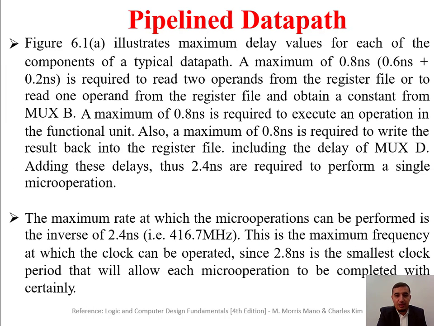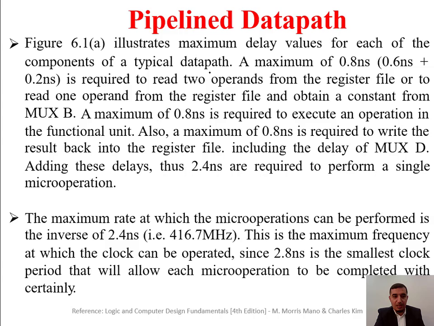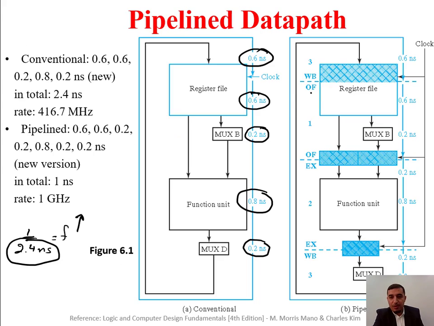So the maximum delay values for each component in a typical data path: a maximum of 0.8 nanoseconds is required for the two operands to be done. Over here you can see that our conventional data path will have 2.4 nanoseconds, whereas for our pipelined data path we have this configuration. In this configuration we divide the cycle into smaller cycles, as you can see here. This cycle is called operand fetch, this one is called execute, and this one is called write back.